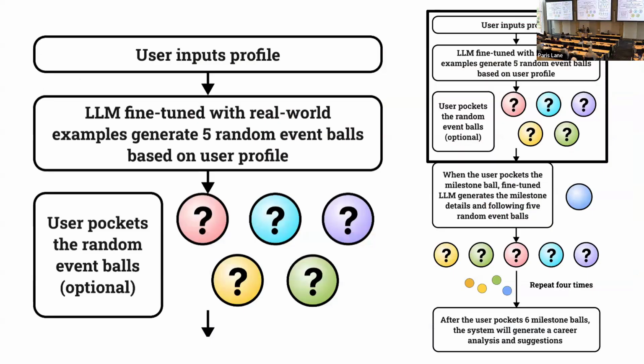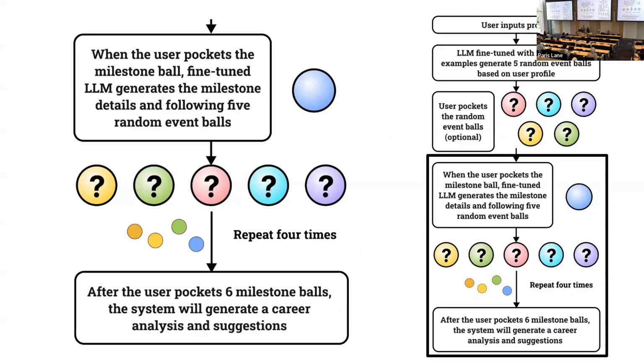And the process is, when the user puts in their profiles, their previous experience, and also their career goals, with the fine tuned language model, we will generate 5 different random events. Maybe the participants won't encounter all the random events, but they will encounter some of them. And when they experience some events, we will then generate the milestones.